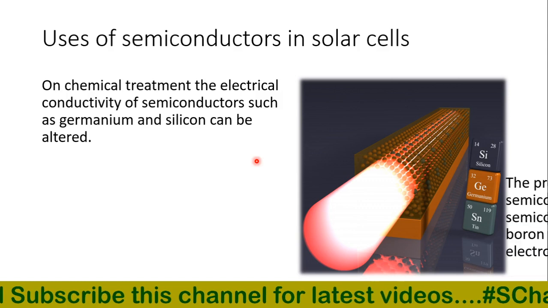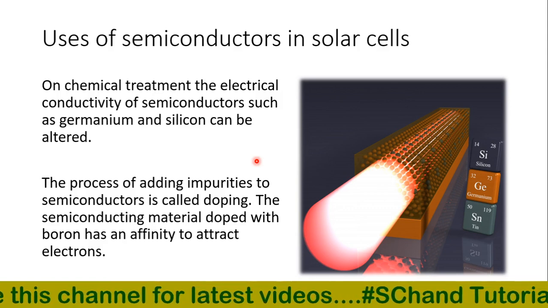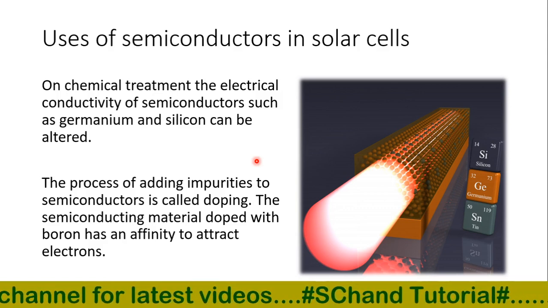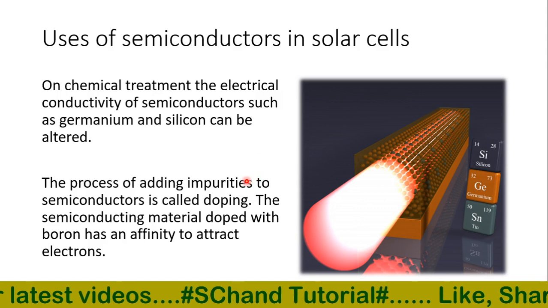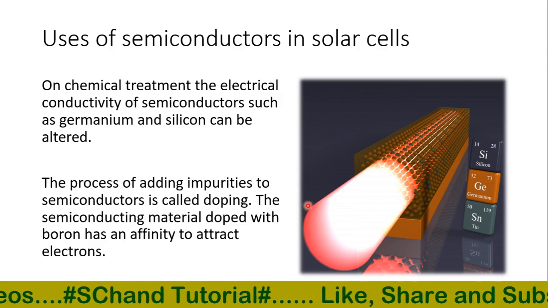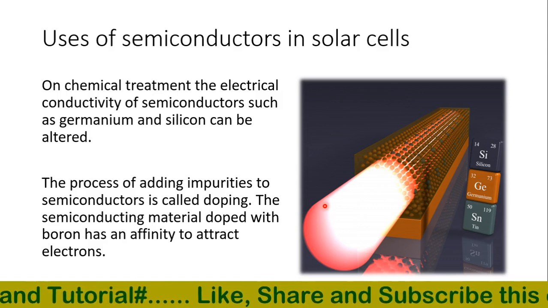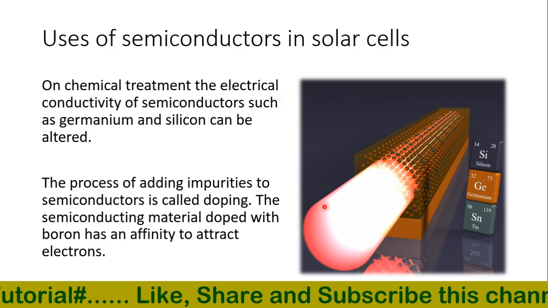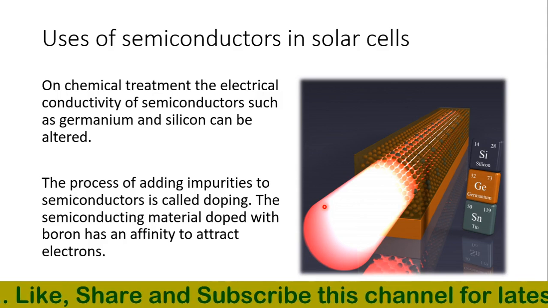The process of adding impurities to semiconductors is known as doping. The semiconducting material doped with boron has the affinity to attract electrons, so it is commonly called the p-type or acceptor semiconductor. Conversely, the semiconducting material doped with phosphorus has a surplus of electrons, so it is termed the n-type or donor semiconductor. So semiconductors can be p-type or n-type depending on the impurities added. About these in detail you will study in higher classes.